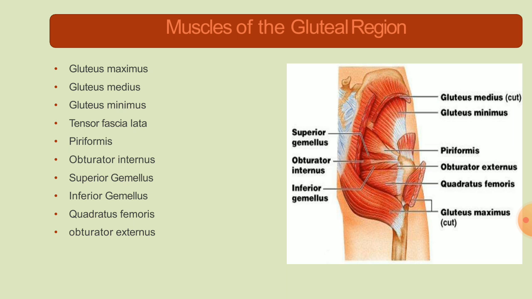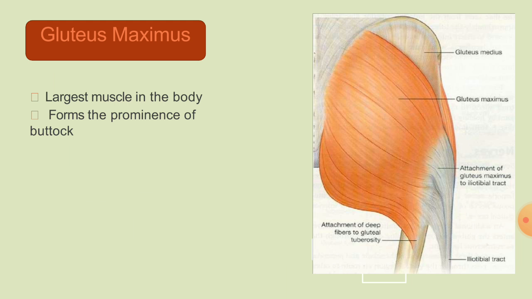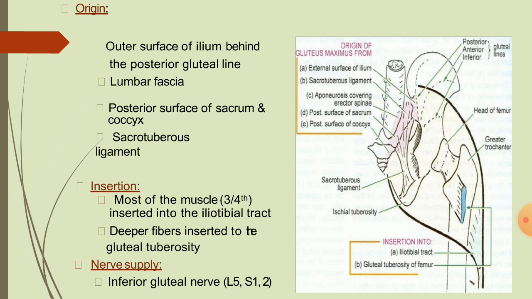These are the muscles of the gluteal region: gluteus maximus, gluteus medius, gluteus minimus, tensor fascia lata, piriformis, obturator internus, superior gemellus, inferior gemellus, quadratus femoris, and obturator externus. This is the gluteus maximus. It is the largest muscle in the body and forms the prominence of the buttock.